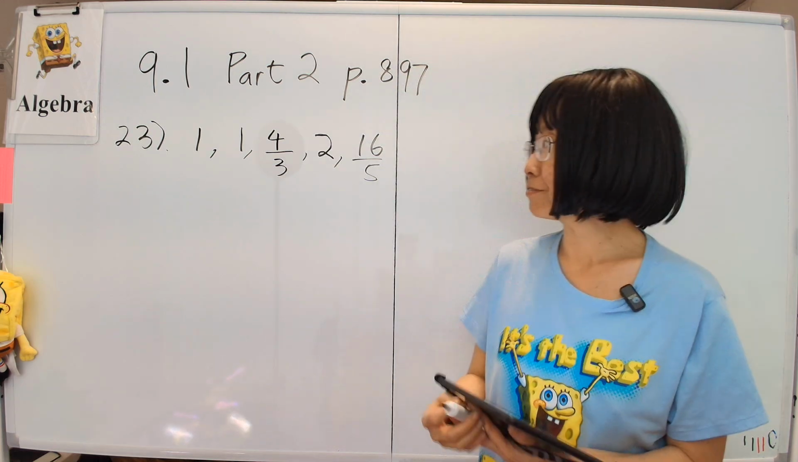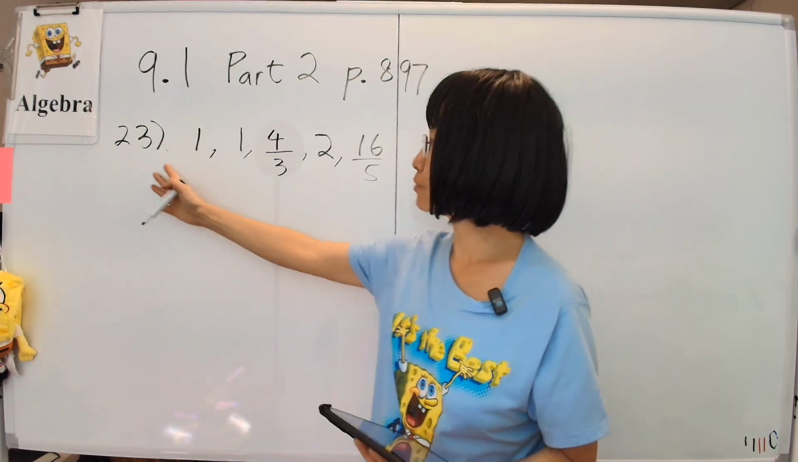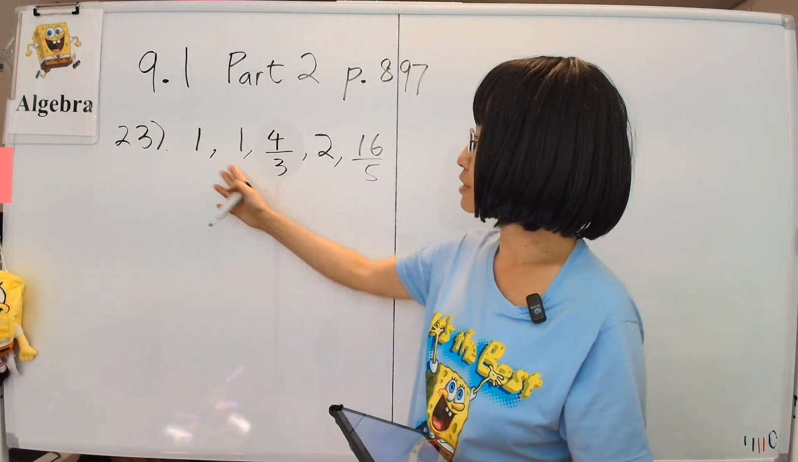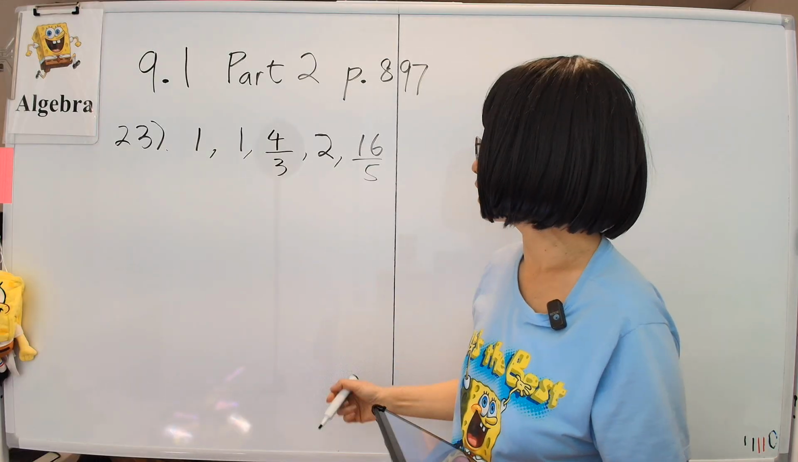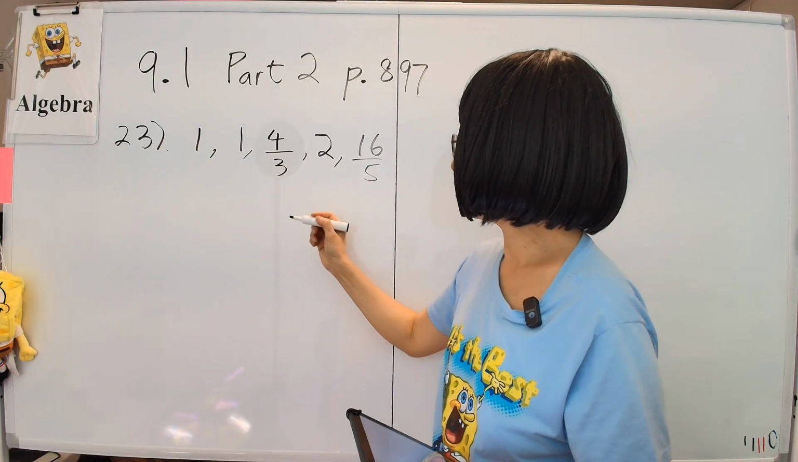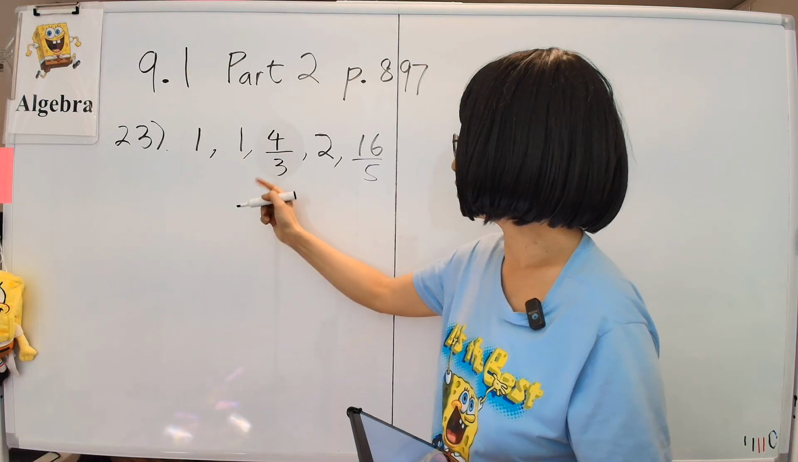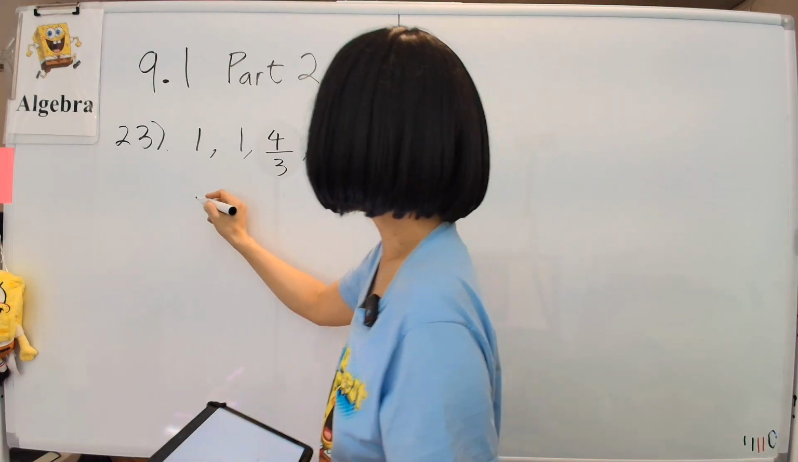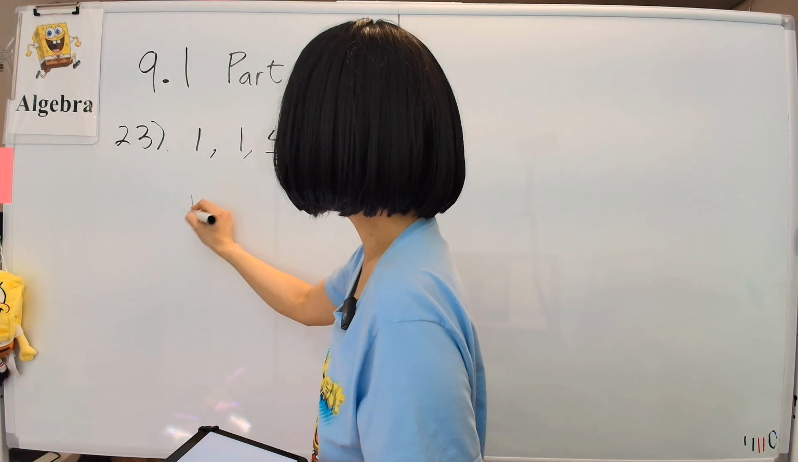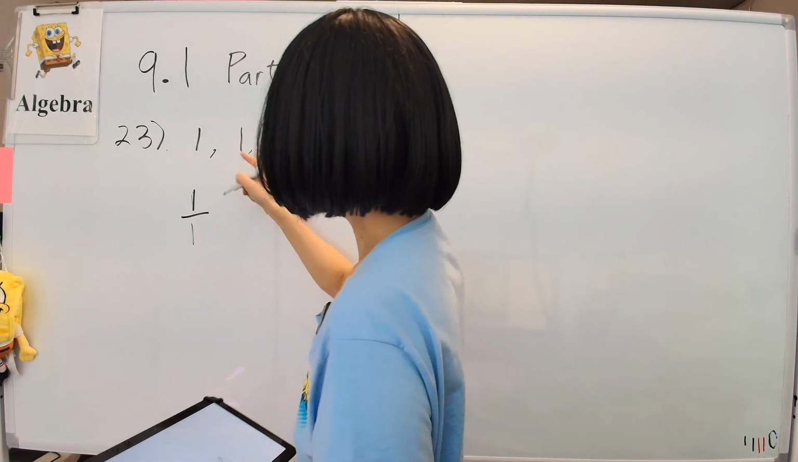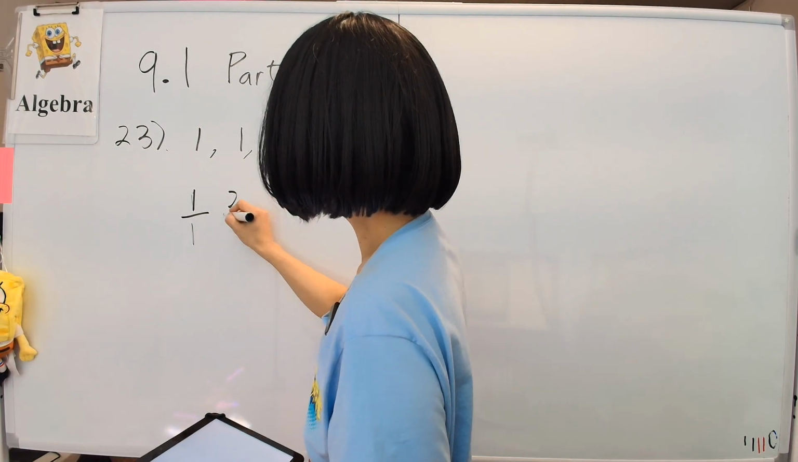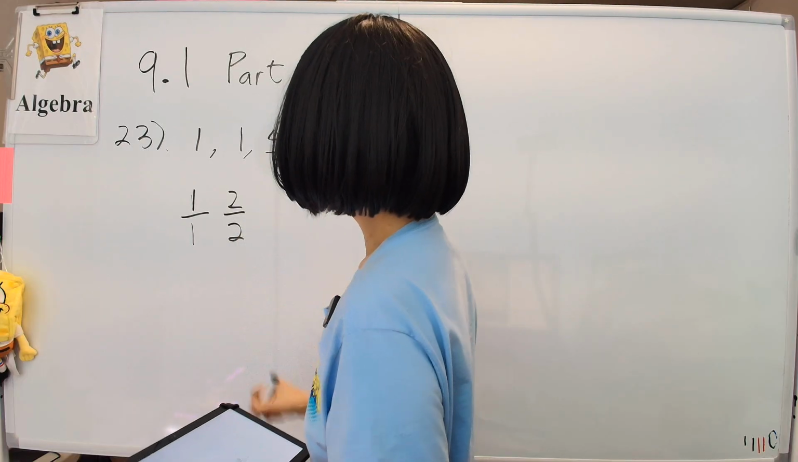Now that you're done with homework, I want to talk about problem 23. At first sight, problem 23 doesn't look like it has much of a rhyme or reason. But if you look at it more closely, you can see the pattern. The first one is just 1, which we'll call 1 over 1. The second one, we'll call 2 over 2, I guess.